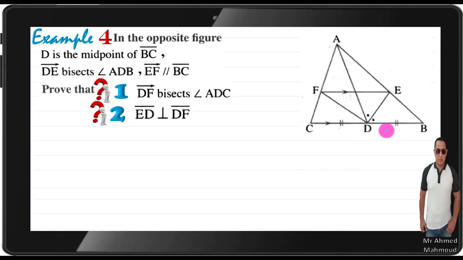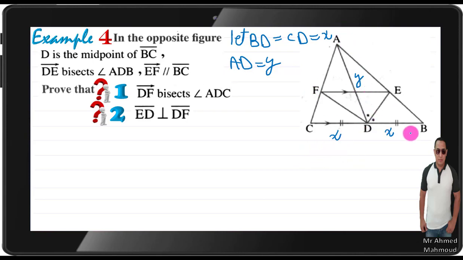Excuse me, I'm going to call BD X and CD also X because they are equal. So let BD, which is equal to CD, be called X, and I'm going to call AD Y. Now if I need to say BD or CD, I'm going to say X, and if I need to say AD, I'm going to say Y. First, prove that DF bisects angle ADC.